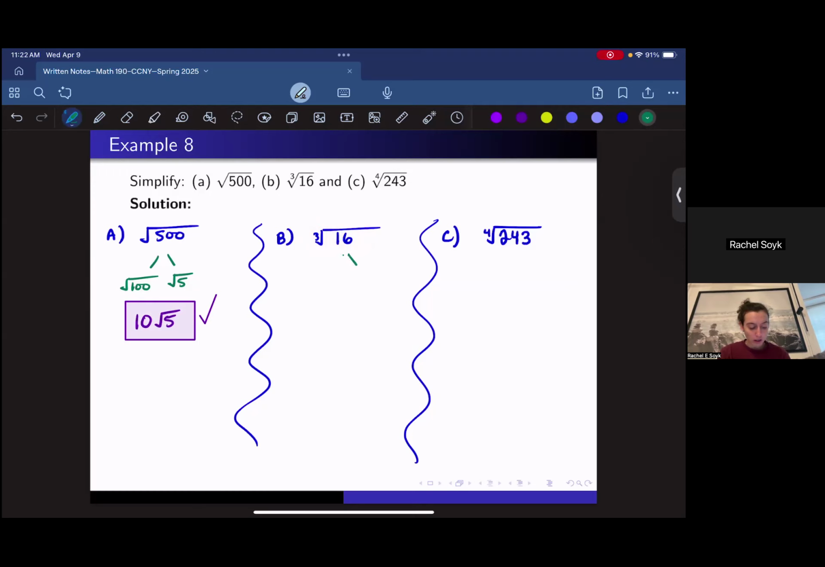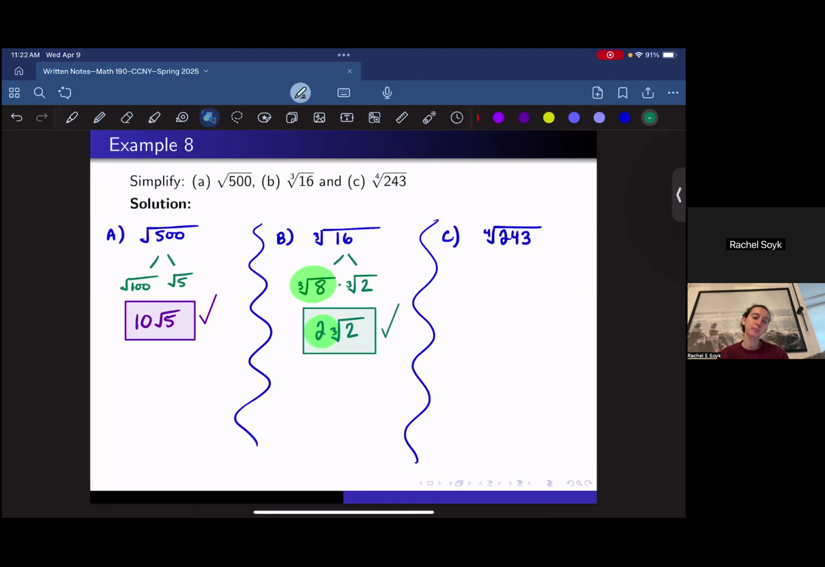So what can we do here? We can break this up into the cube root of 8, and then 8 times what gives you 16? 2. So we have the cube root of 8 times the cube root of 2. And we know the cube root of 8 is simply 2. And the cube root of 2 cannot be simplified further, so our final result is just 2 cube root of 2, and we're done.